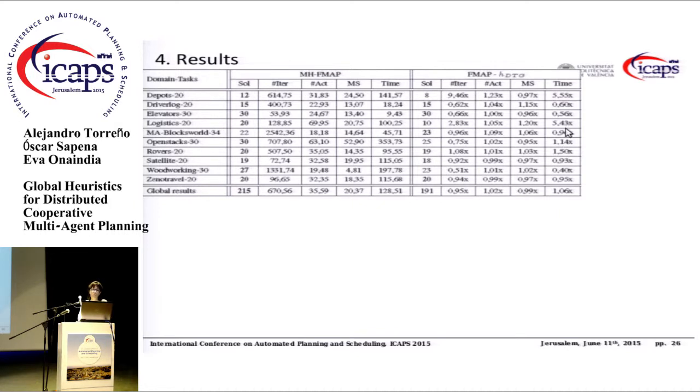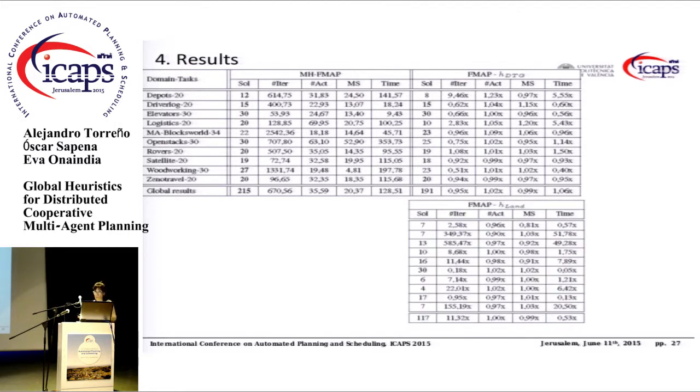We have some domains like depots or logistics where time is much better for the multi-heuristic, but in other domains, like here, we can see that with the combination of heuristics we actually get worse results. But more interesting is if we compare the results of the multi-heuristic with the two standalone heuristics. Here we can see that the multi-heuristic version tends to mimic the best performing technique, the best performing standalone heuristic.